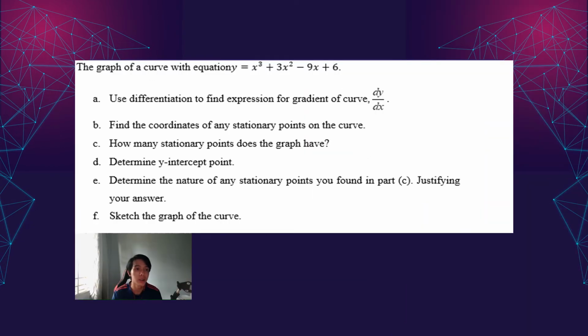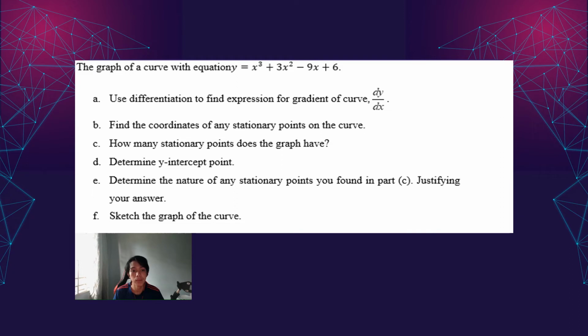Now here's another question, but with a graph now. The question states that the graph of a curve has the equation y equals x cubed plus 3x squared minus 9x plus 6. We need to: A. Use differentiation to find the expression for the gradient of the curve. B. Find the coordinates of any stationary points on the curve. C. How many stationary points does the graph have?